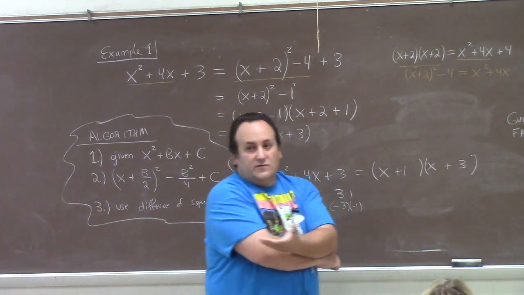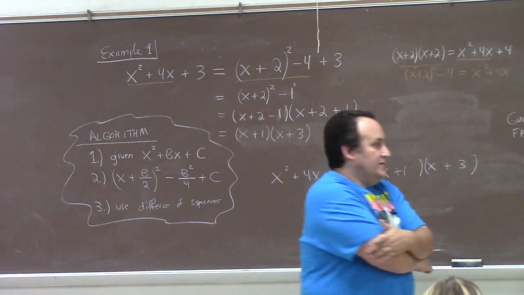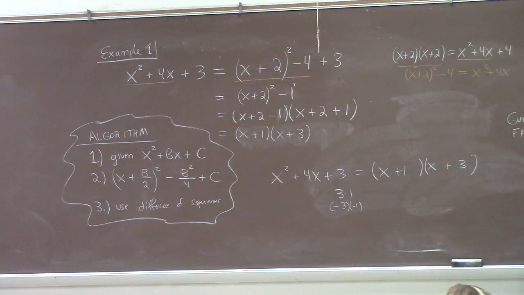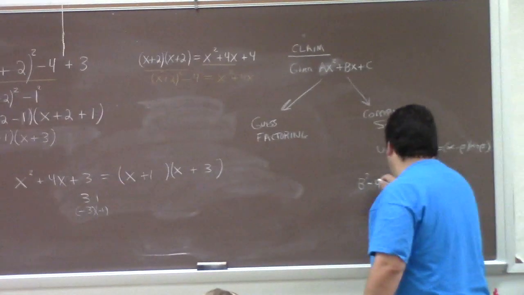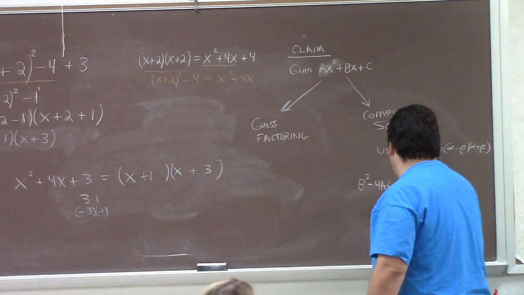I need to tell you some different cases. When we complete the square, there are 3 different things that can happen. We can get minus a number like we just got. If you think about it, basically this b squared minus 4ac thing, there are 3 things it can be.